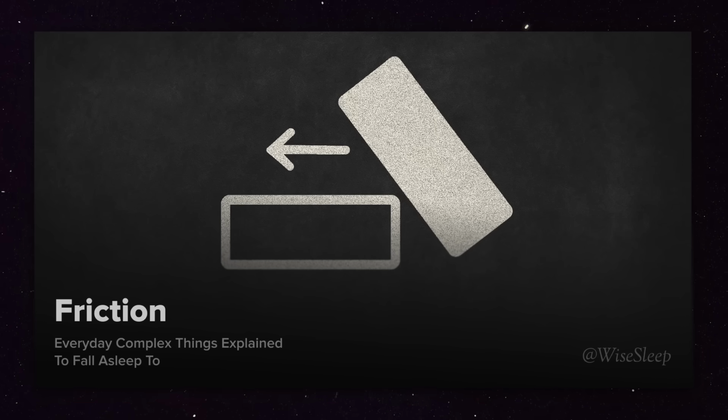At the microscopic level, even smooth surfaces are full of tiny bumps and grooves. When two surfaces touch, those irregularities catch on each other, creating resistance. That resistance is what we call friction. The rougher the surface, the more friction it produces. That's why sandpaper feels gritty and slows your hand down, while ice allows you to glide easily.